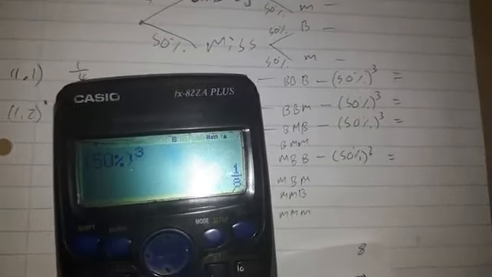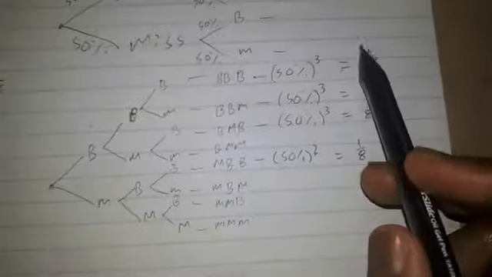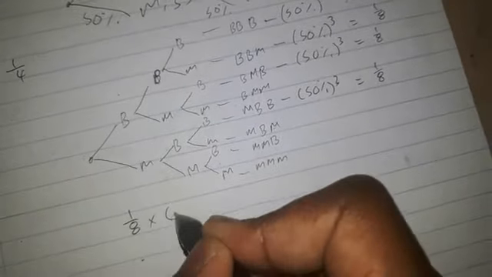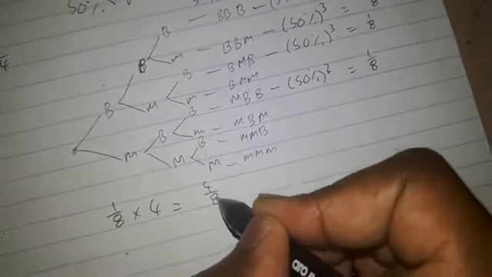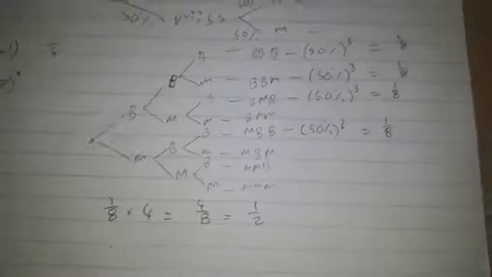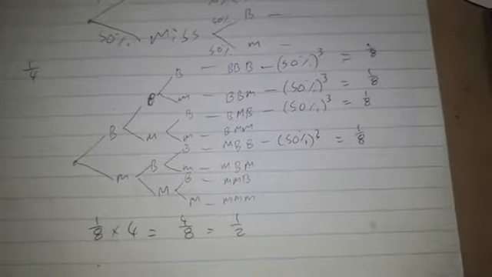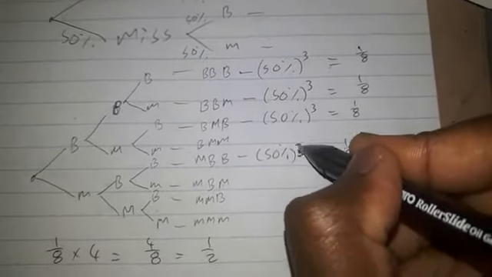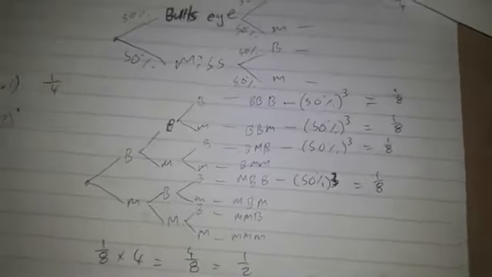50% to the power of 3, that's like 1 over 8. So it's 1 over 8, 1 over 8, 1 over 8, 1 over 8. So for the chances that he will get a bullseye at least twice, there are 4 scenarios where that can happen. So it's 1 over 8 times 4, which is 4 over 8, which is just 1 over 2. This is clearly showing you that he can shoot forever and his chances of hitting a bullseye will still just be a half.